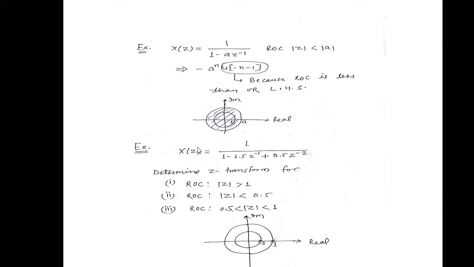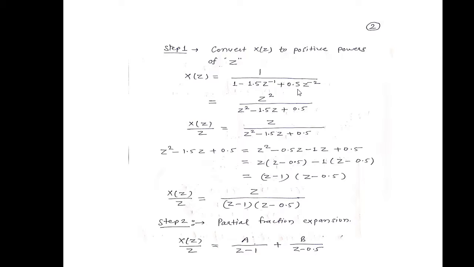The third example is a very important example in which we will discuss some cases. X of z is given like this and we have to determine the inverse Z transform of this particular X of z. The first case is ROC greater than 1, the second is ROC less than 0.5, and the third is ROC in between 0.5 and 1. There are two poles: the first is 1 and the second is 0.5.